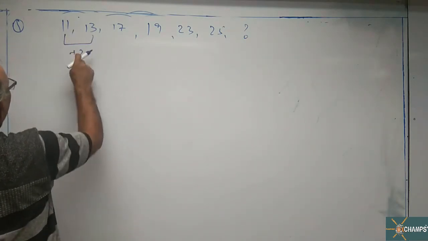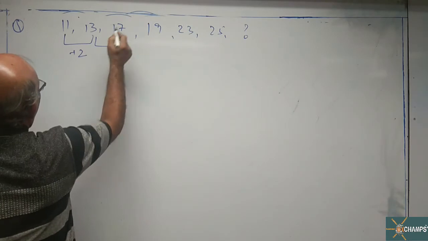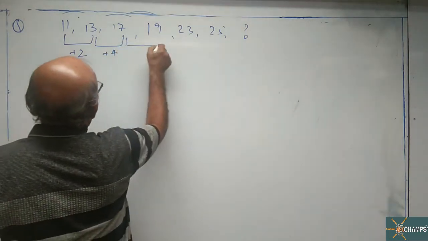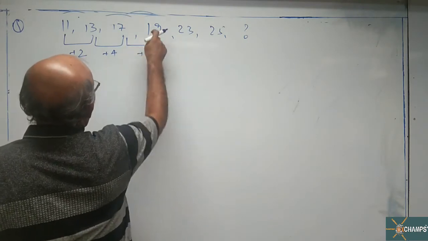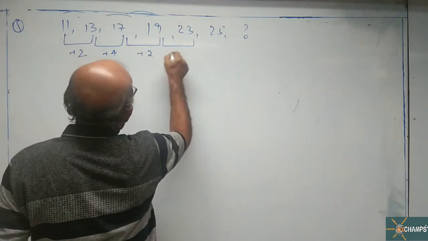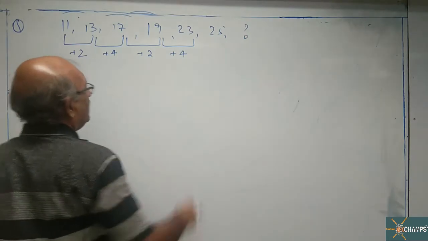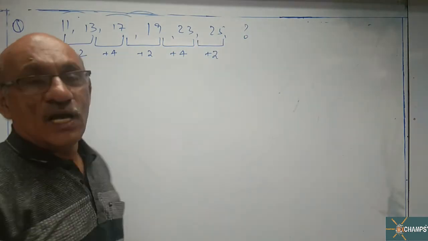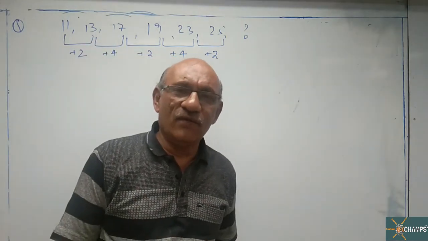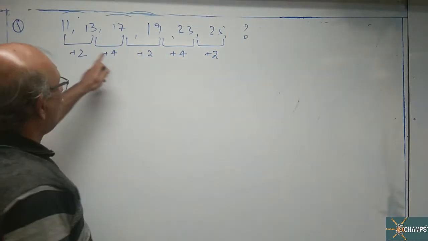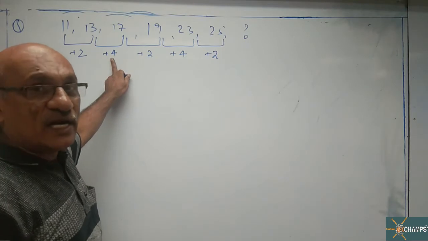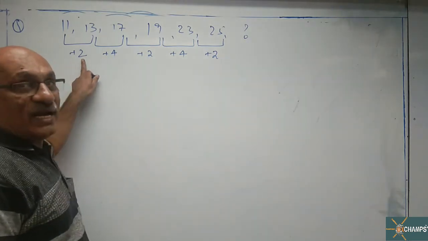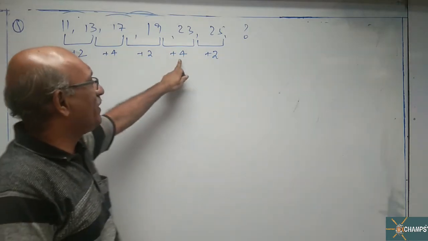Plus 2 here, 11 plus 2 is 13. Then plus 4, 13 plus 4 is 17. 17 plus 2 is 19. 19 plus 4 is 23. 23 plus 2 is 25. With the first difference only we have a clue. Alternately you are adding plus 2, plus 4. First plus 2 is added, then plus 4, then plus 2, plus 4.